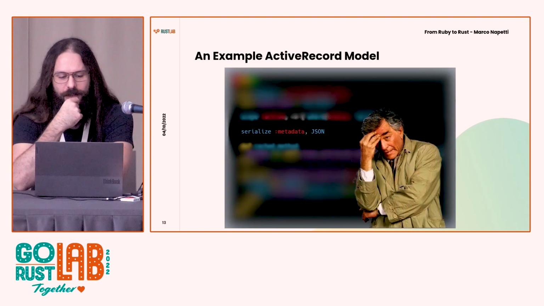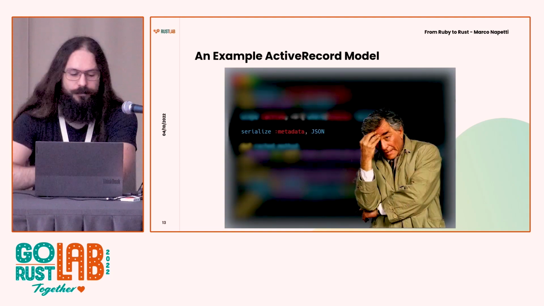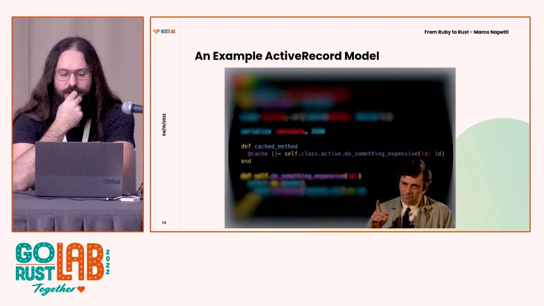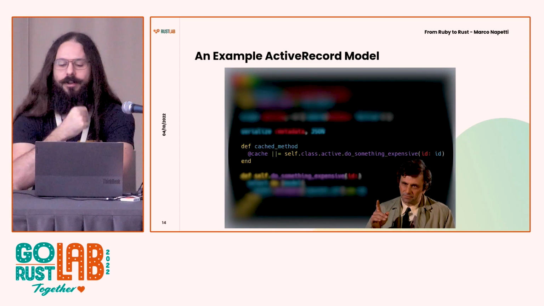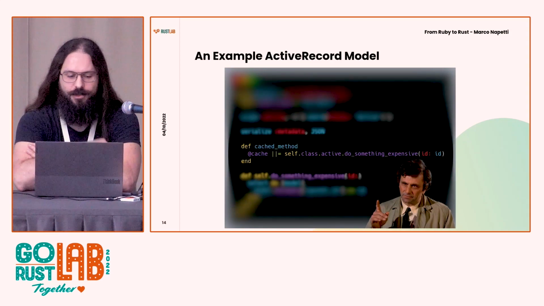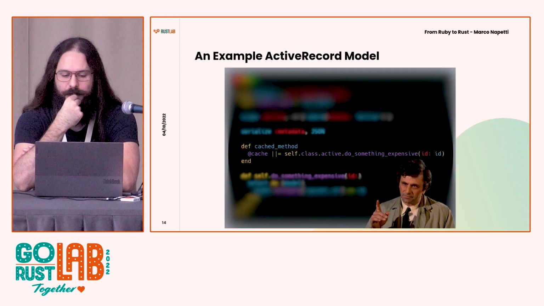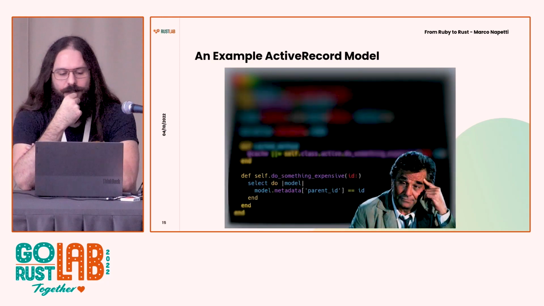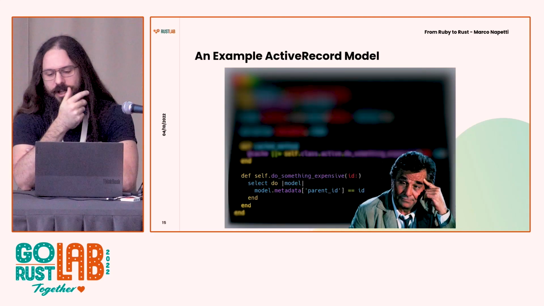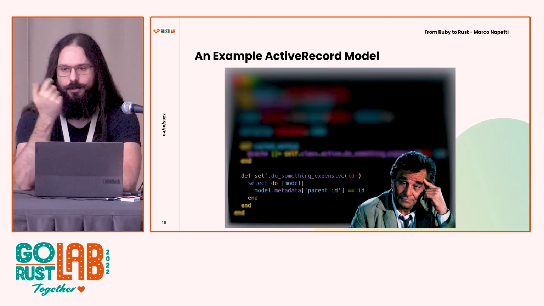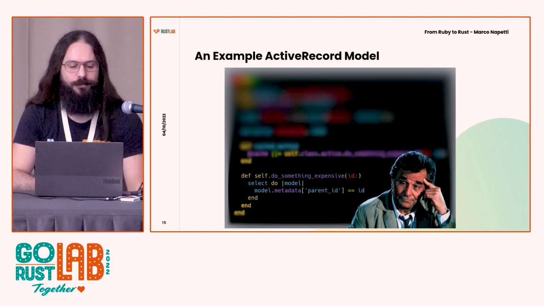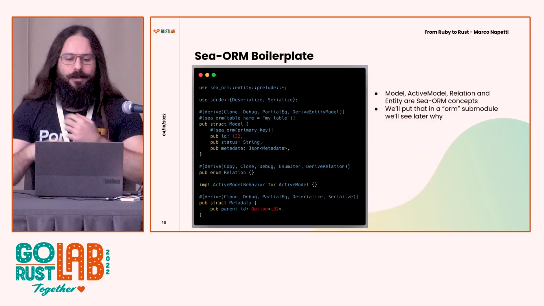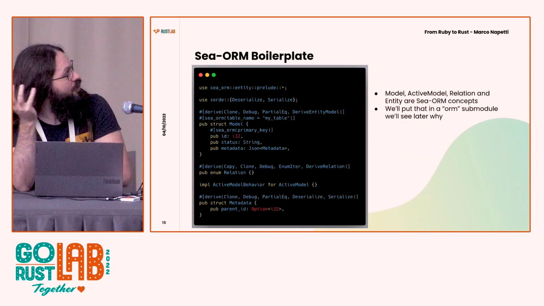We have a metadata field that contains JSON data. We have a cached method that on first call initializes a local static variable cache with a return value from the chaining of the scoped filter active and the static method do_something_expensive. In the end, we have the do_something_expensive method that iterates on actual query results, filtering only elements with the metadata parent ID equal to the input ID. Quite simple.